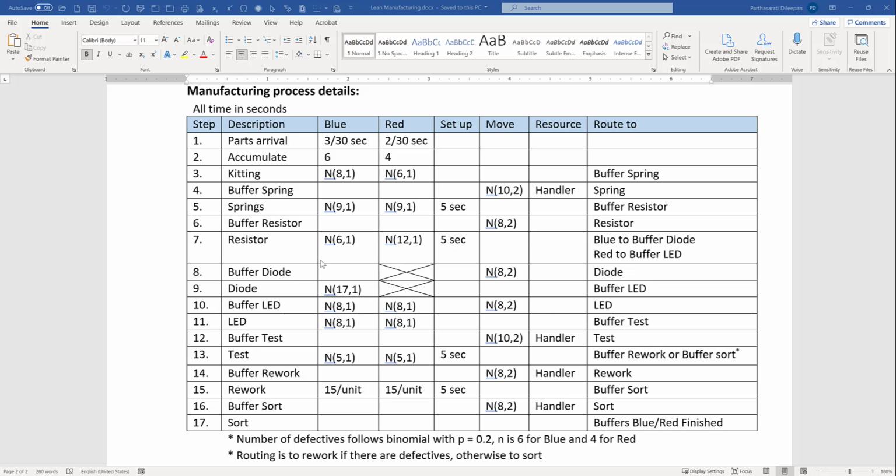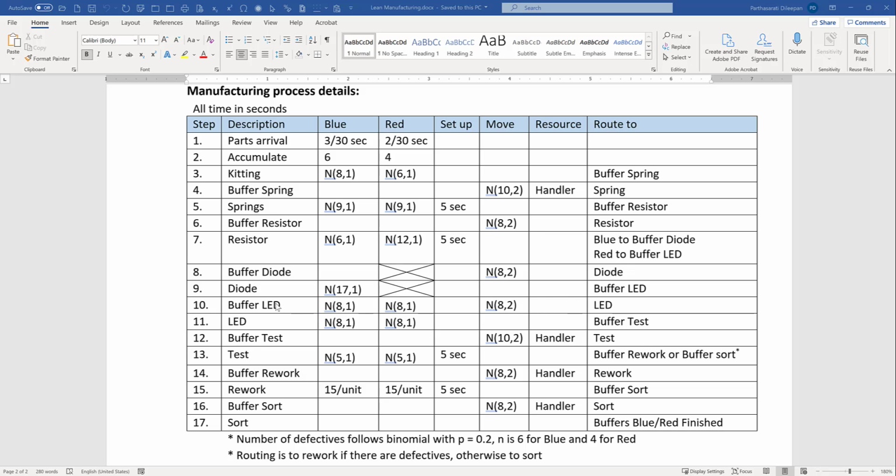Then you have the buffer for diode. Okay, movement time to diode, again no handler needed. And then diode, this is only for blue. Okay, that takes that much time. And then it joins the buffer for LED. Now remember, reds are already there because red has skipped the diode. So now at buffer LED, you have both red and blue. They both take the same amount of time.